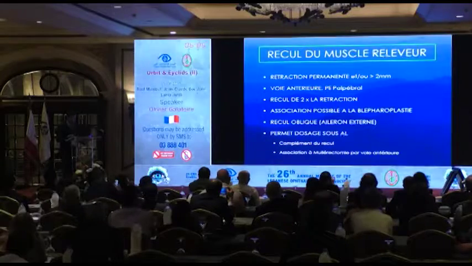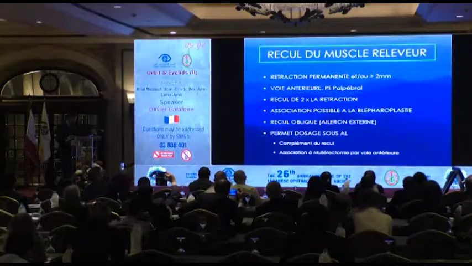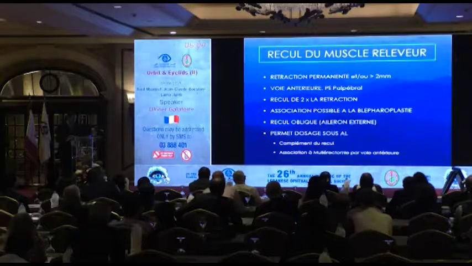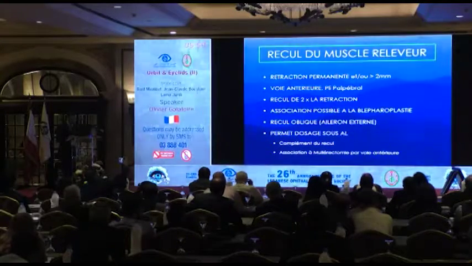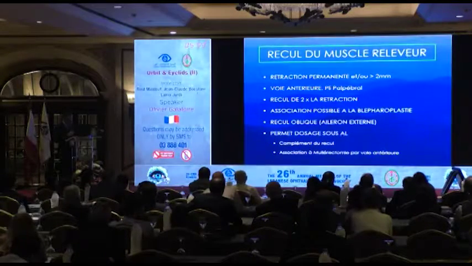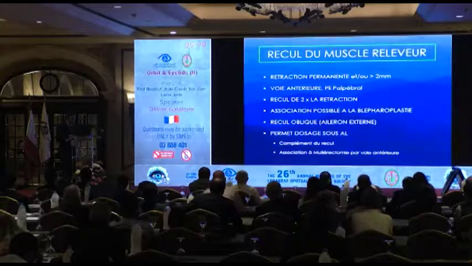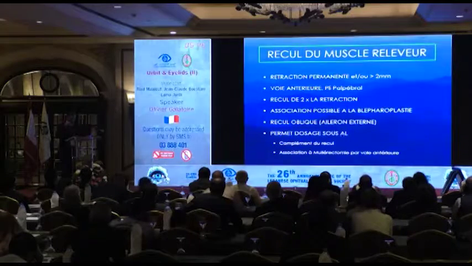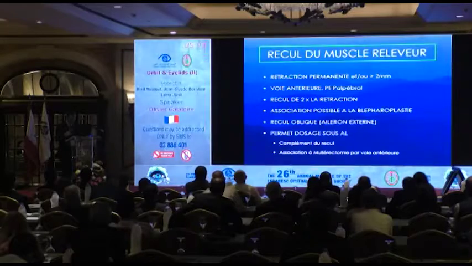Müllerectomy with upper eyelid blepharoplasty. The third technique is levator muscle recession. This is for permanent retraction, more than 2 millimeters. The way is anterior, and the usual way is to make the recession double the amount of the retraction. For example, if you want a 2 mm retraction corrected, you will make a 4 mm recession.